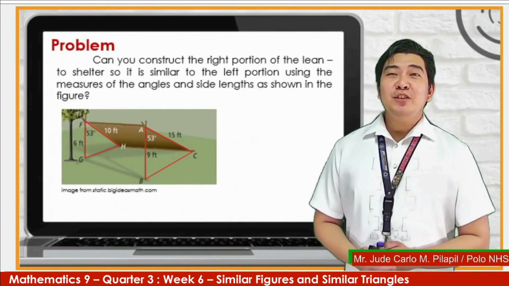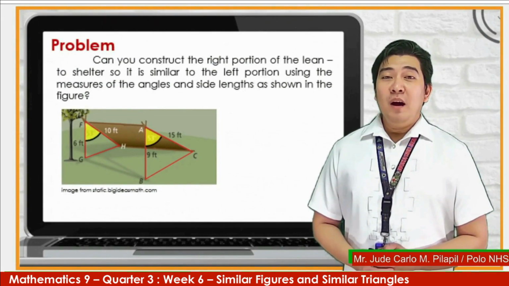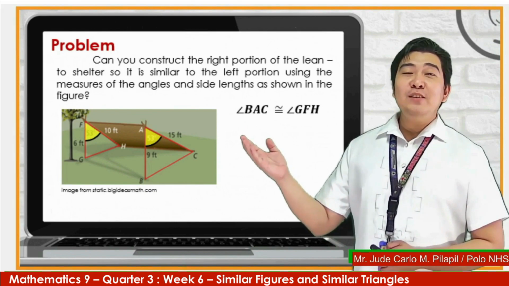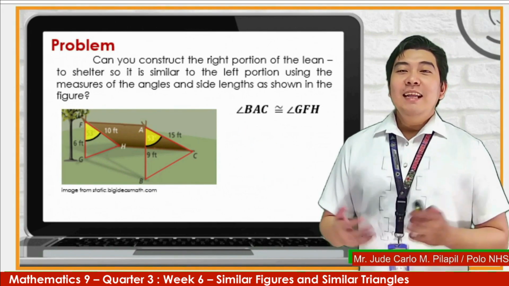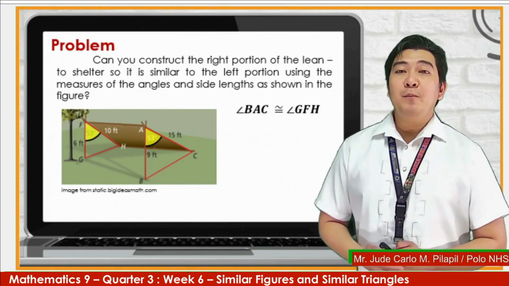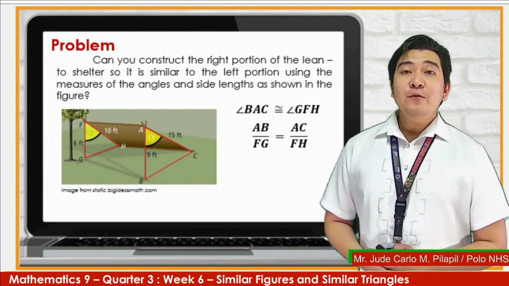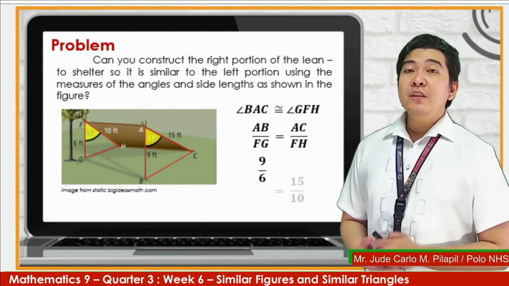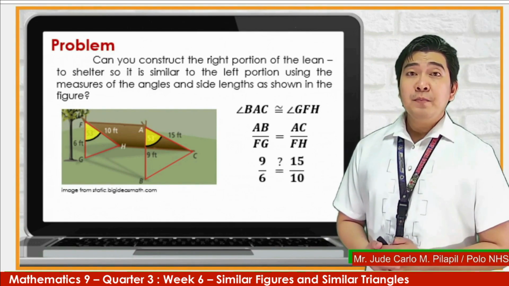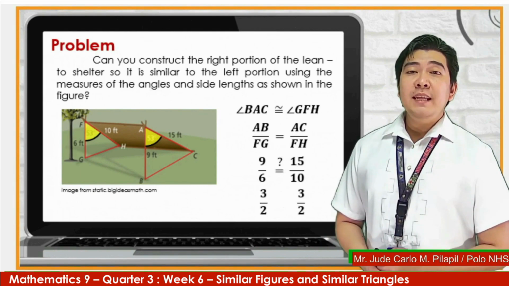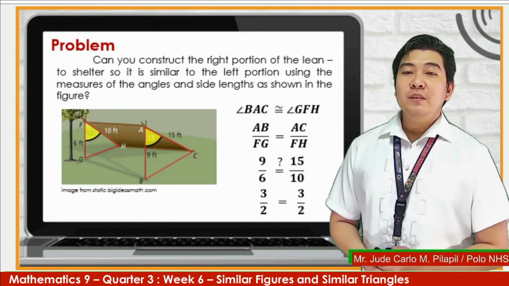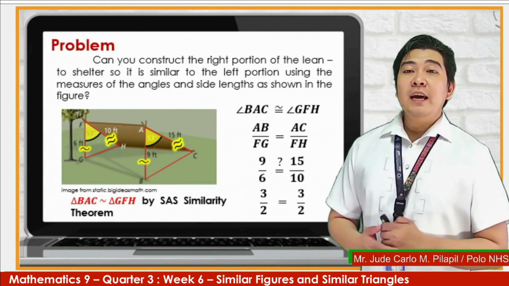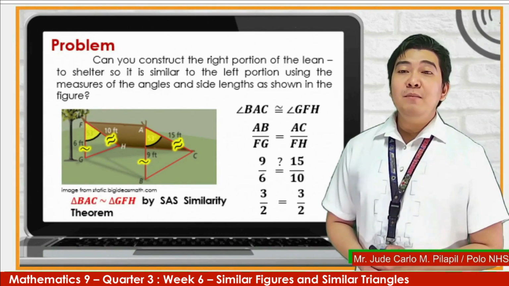It can be seen that the measures of angle A and angle F are equal. So therefore, we can say that angle A is congruent to angle F, or angle BAC is congruent to angle GFH. Let us see if the ratios of the sides form a proportion. We have AB over FG is equal to AC over FH. Upon substitution, is 9 over 6 equal to 15 over 10? Upon simplifying, we will obtain 3 halves is equal to 3 halves. So therefore, we can say that triangle BAC is similar to triangle GFH because of SAS Similarity Theorem.